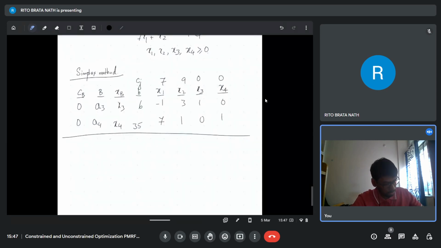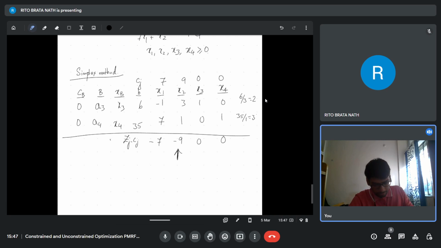These are your reduced costs. So this will be minus 7, minus 9, 0, 0. Most negative is this one. So this is entering. Calculate the min ratio. So this is 2. This is 35 by 1. So that's 35. I don't know why it is written like something else. But anyway, this is the leaving variable.